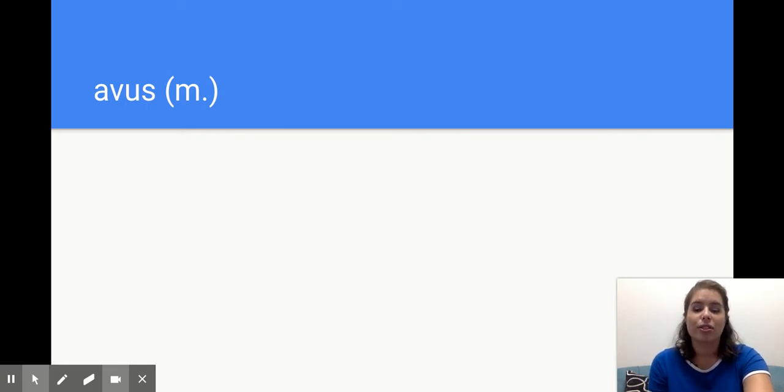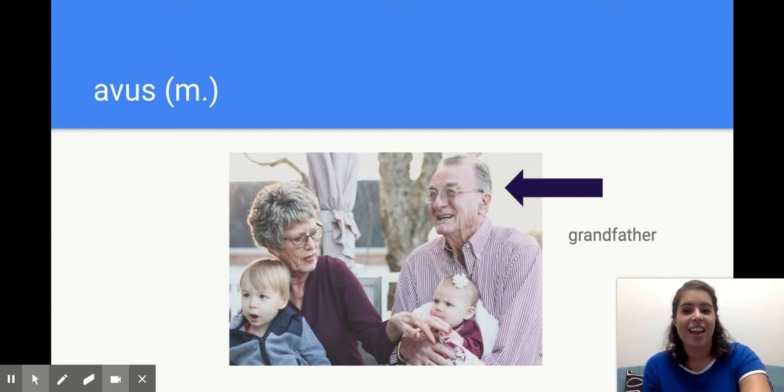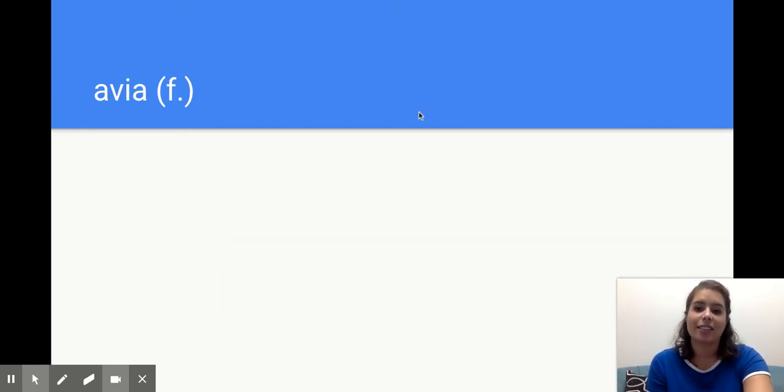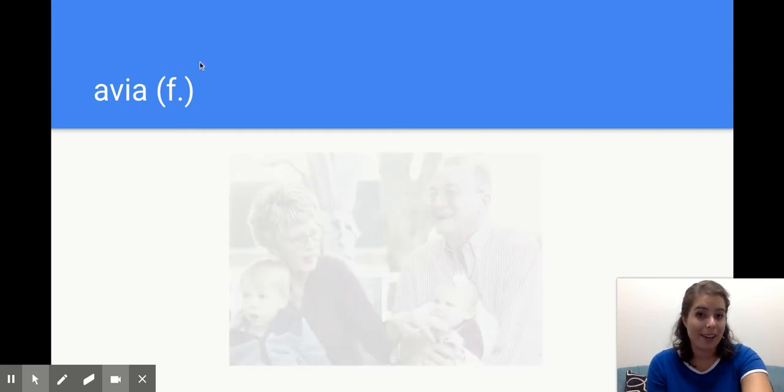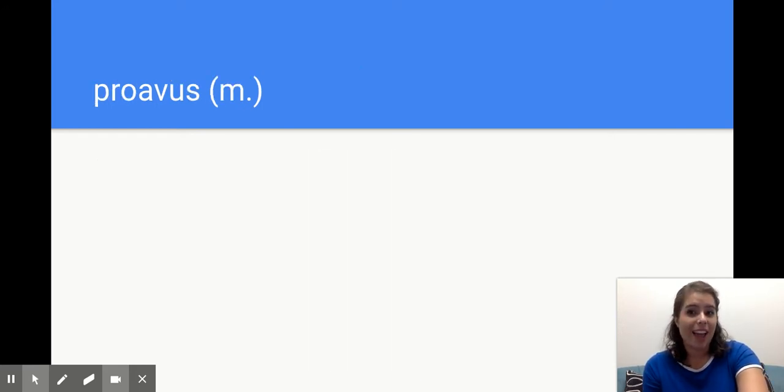Avus. Avus. This is a masculine word. This is going to be our word for grandfather. Avia. Avia. This again looks very similar to avus. It just has a slightly different ending and it is feminine. So this is going to be our word for grandmother. And then we have proavus.